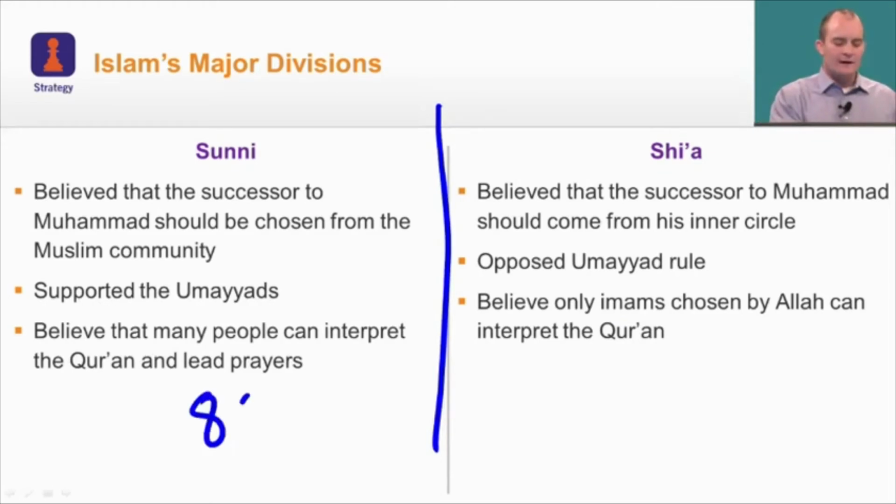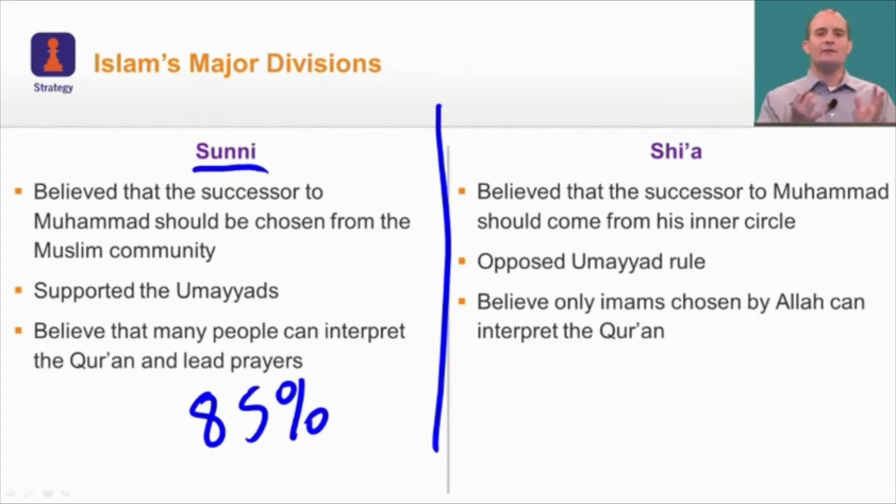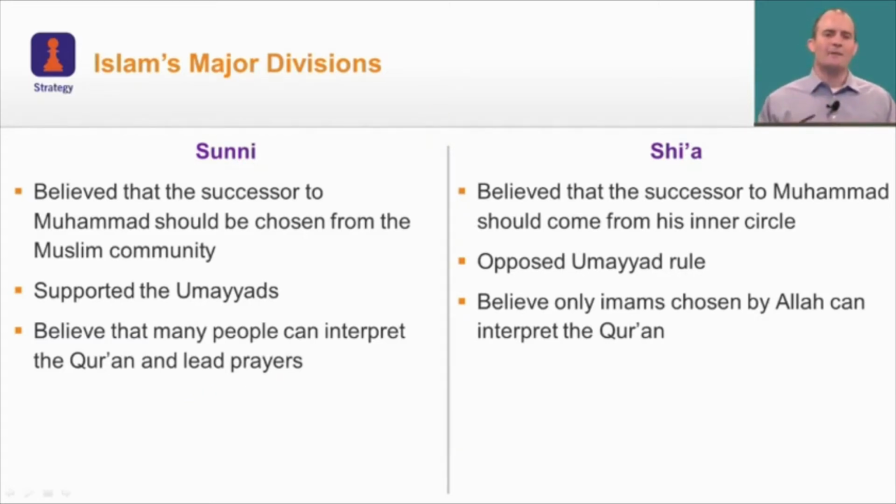Now, 85% of Muslims are followers of the Sunni sect, or the Sunni division of Islam. And some countries that are Sunni, the majority of the people in Saudi Arabia are Sunni, but the majority of people in Iran are Shia. So you can see it's also broken up by political boundary as well.